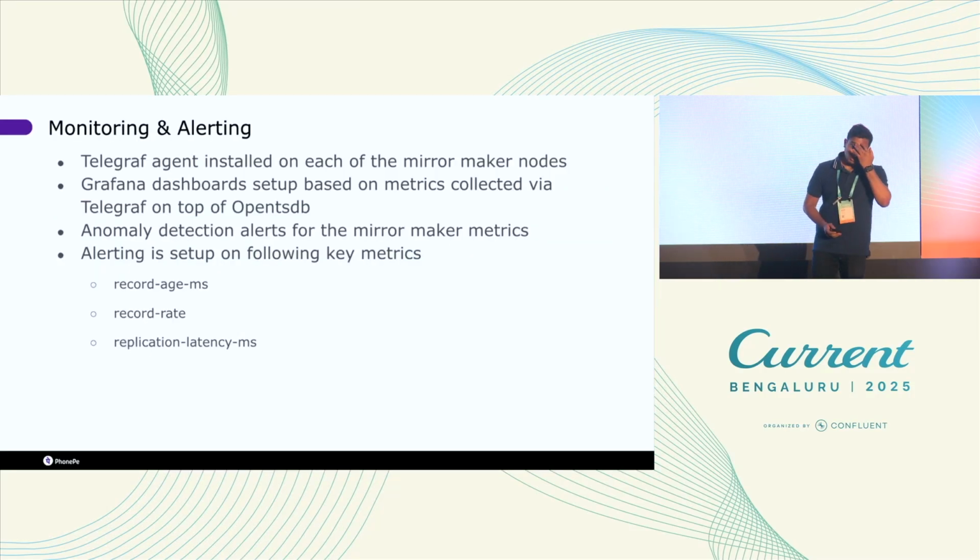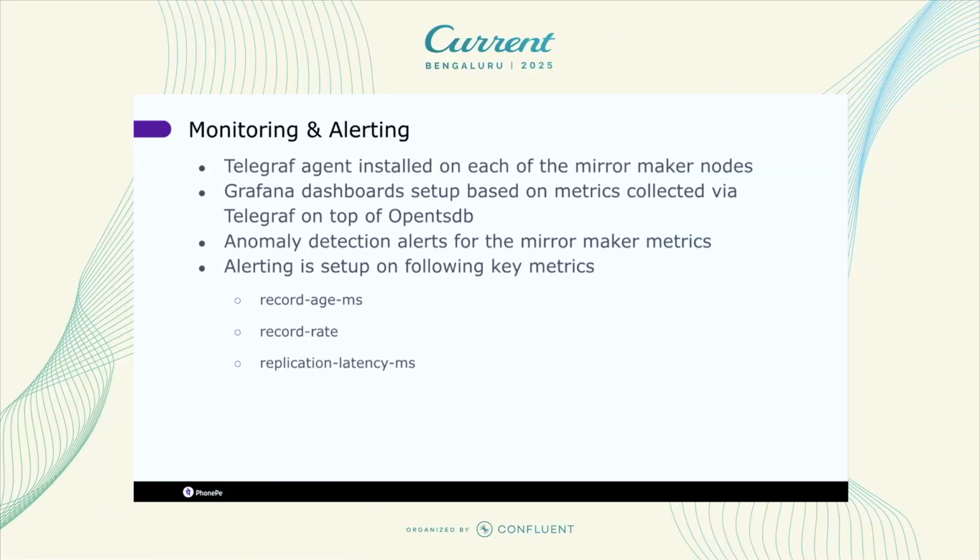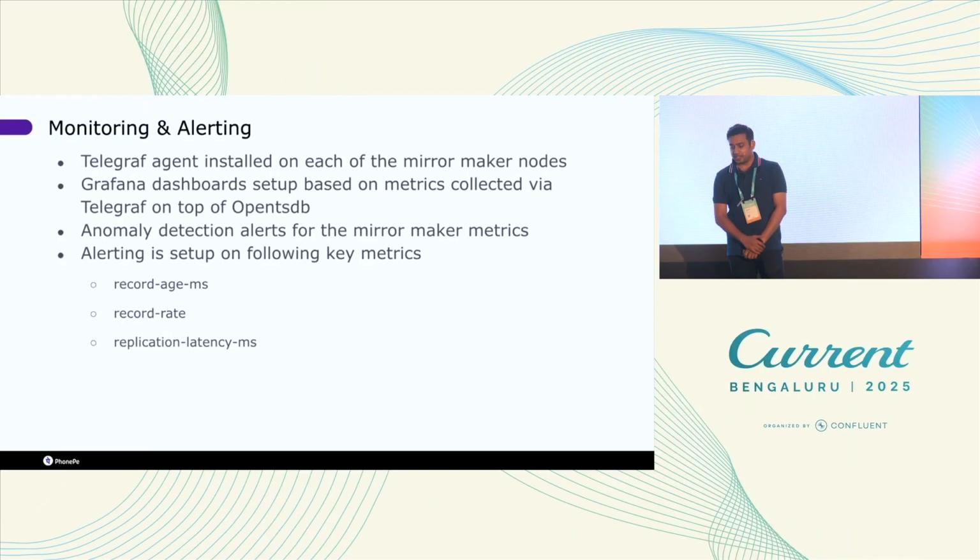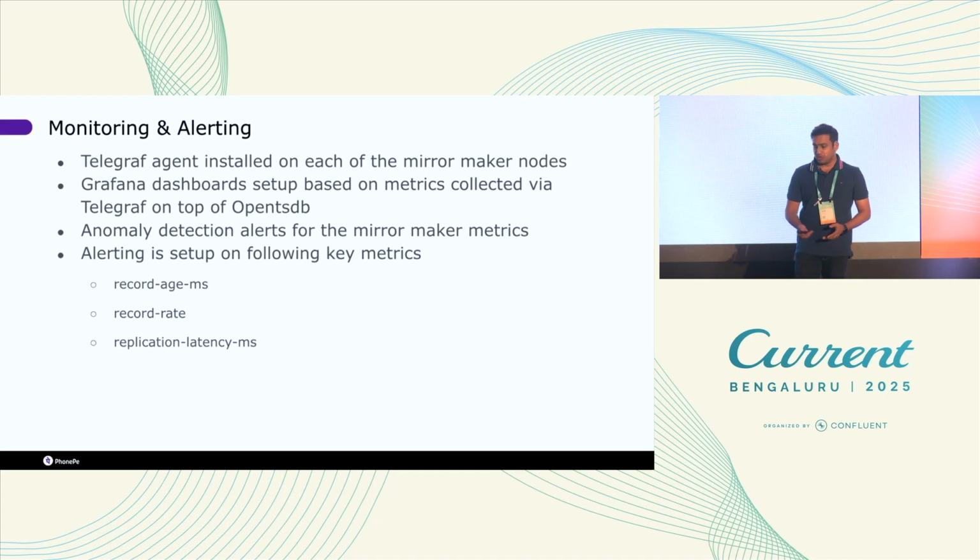Monitoring and alerting. We have Telegraf agents deployed on each of the MirrorMaker nodes. Those Telegraf agents push metrics to our telemetry platform, which is OpenTSDB. On top of that, we have Grafana dashboards. Anomaly detection alerts are configured on top of a few of the key metrics, which are highlighted here: record age ms, record rate, replication latency ms. So alerts are set up on these key metrics.